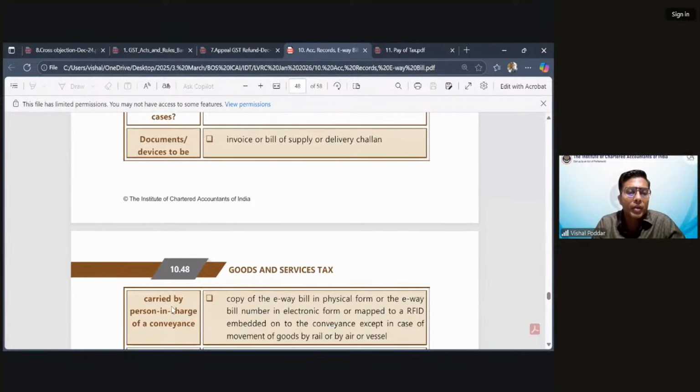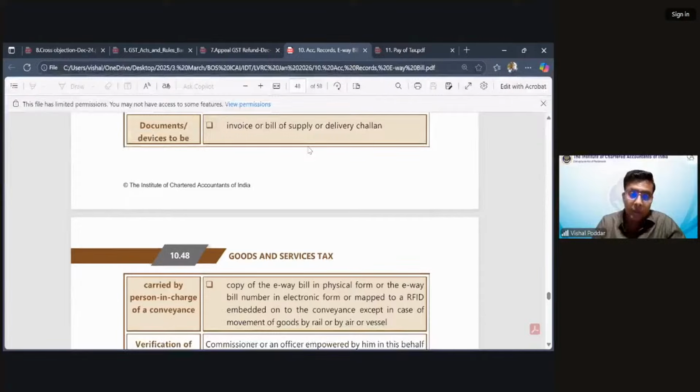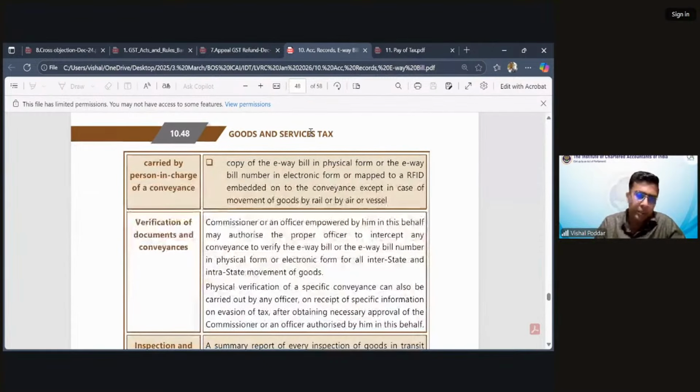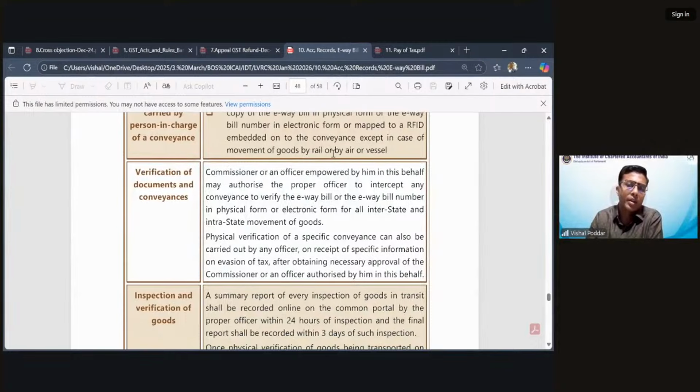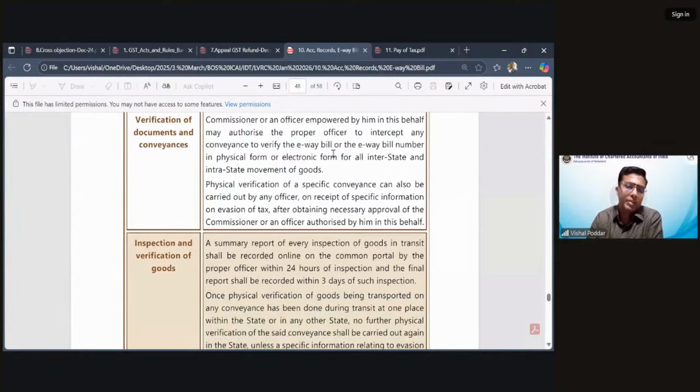Next, documents or devices to be carried by person in charge. So wherever e-way bill is applicable, every transporter should carry invoice, bill of supply or delivery challan. Second, copy of e-way bill in physical form or the e-way bill number in electronic form or mapped to RFID, which is a device which is embedded in the conveyance, except in cases of movement by rail or by air or by vessel.